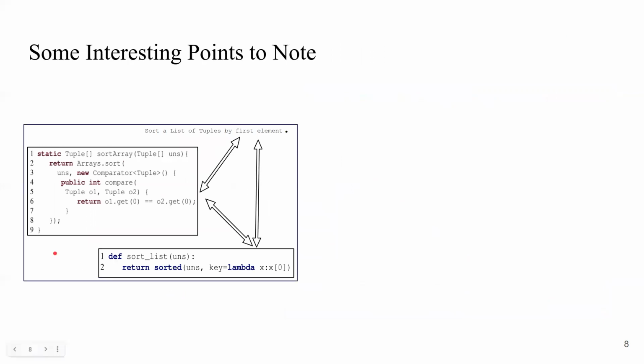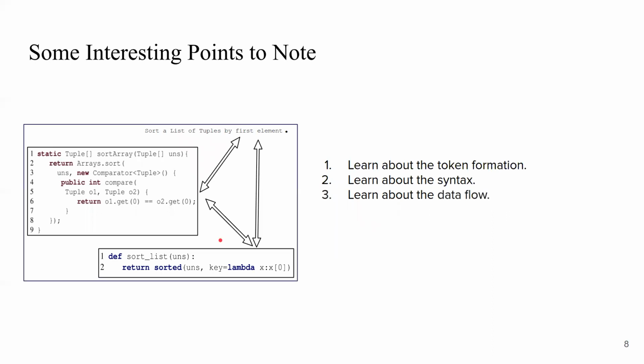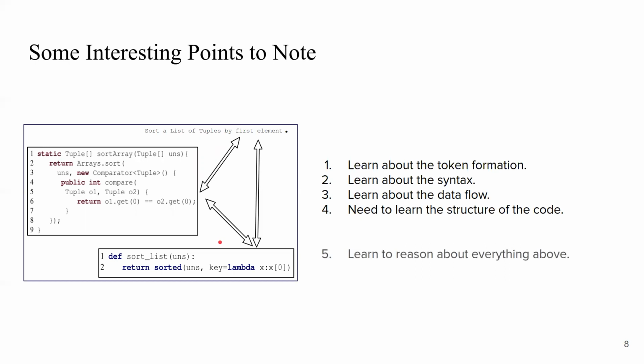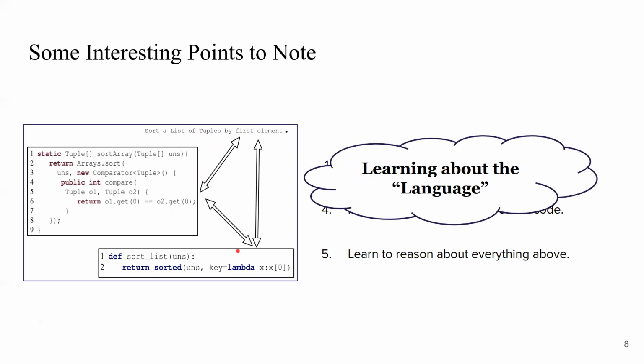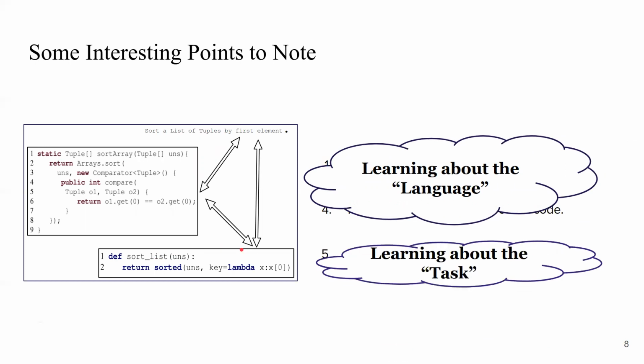Now let us look at how a tool can perform all these tasks. A tool that can perform this task must learn about the token formation, learn about the syntax, learn about the data flow in the code, learn about the structure of the code, and finally, the tool needs to reason about all these things to perform a specific task. In other words, the first 4 tasks are about learning the language, and the last task is about learning the task.